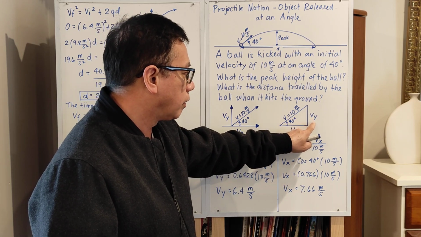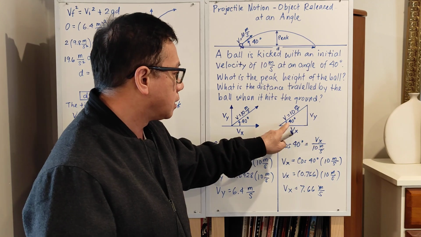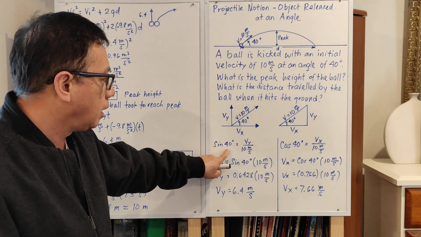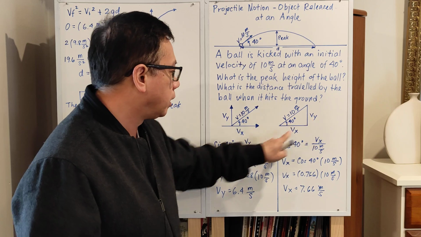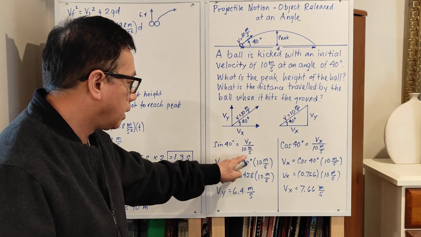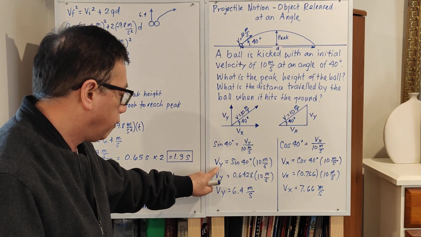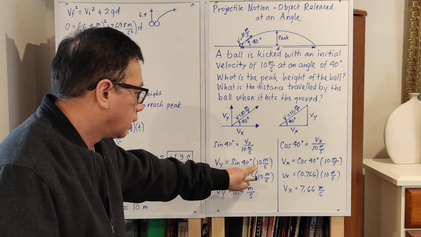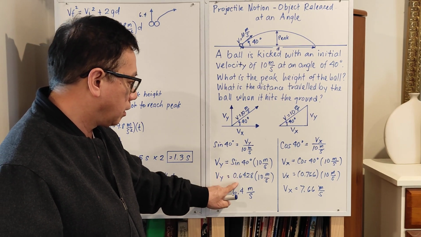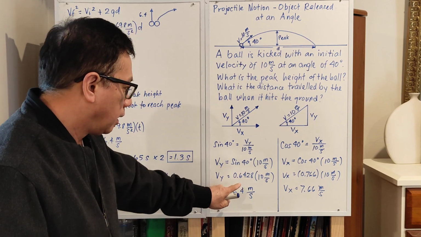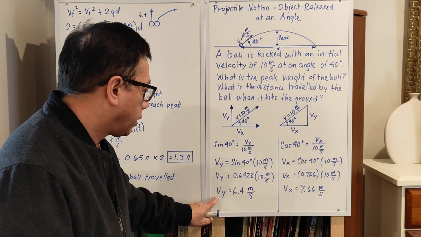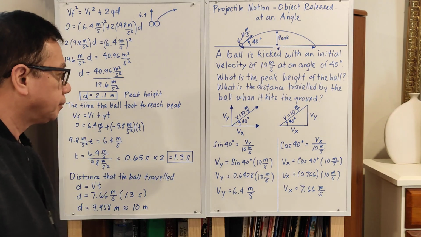Your vertical velocity is opposite the angle, and opposite over hypotenuse is sine. So sine 40 is the vertical component divided by the hypotenuse, 10 meters per second. Multiplying both sides by 10 meters per second, the vertical component is equal to sine 40 times 10 meters per second. Sine of 40 degrees is 0.6428, times 10 meters per second is 6.4. So this is the vertical component, 6.4 meters per second.